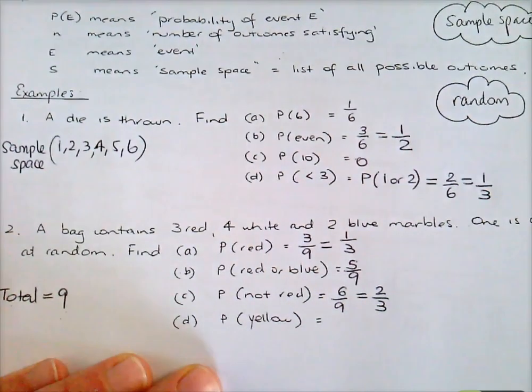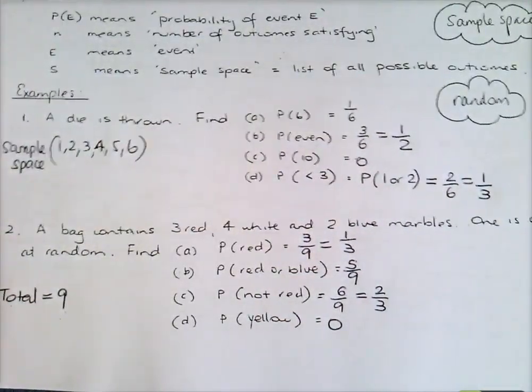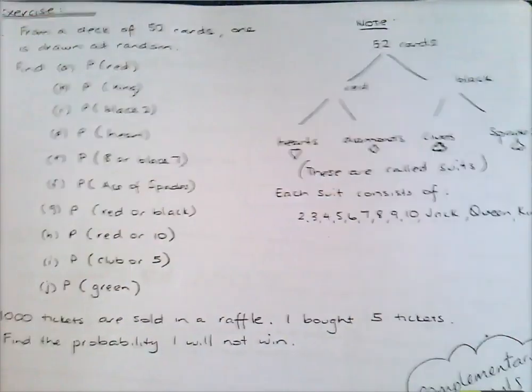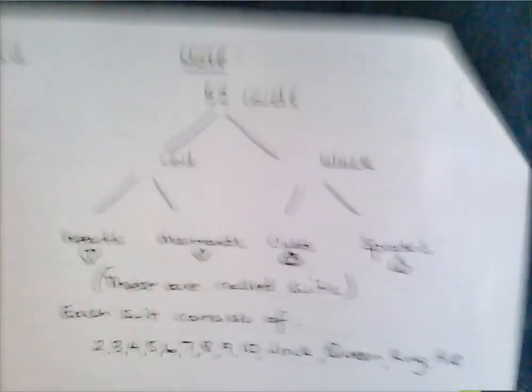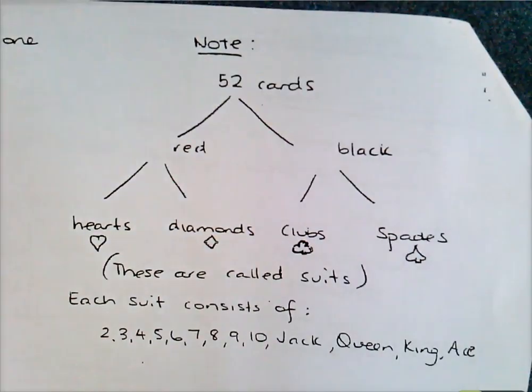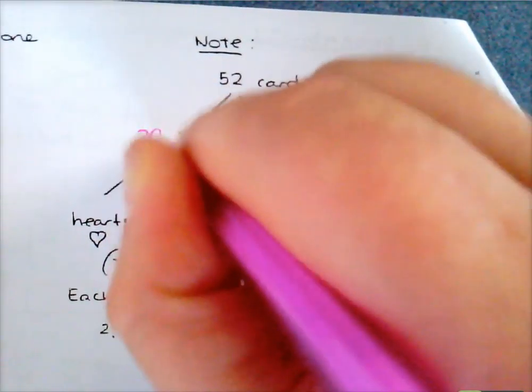You can do this two ways. Oh, we'll do complementary later. So not red would be white or blue, which is 6 out of 9, which is? And probability of yellow? Oh, yeah, there's no yellow. Okay, all good?